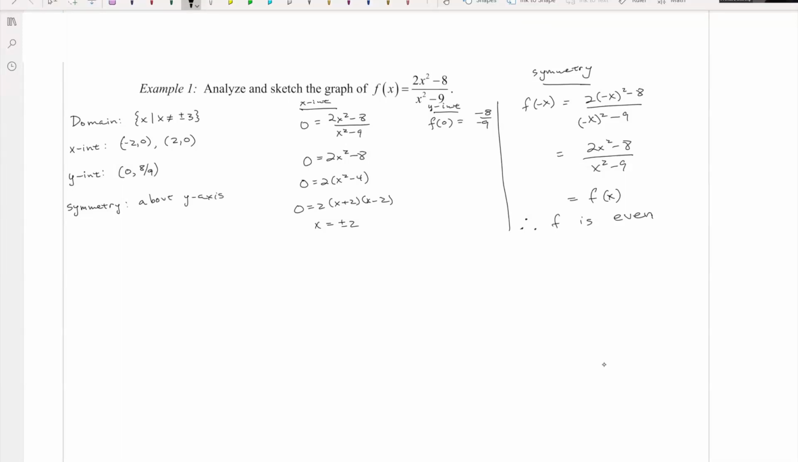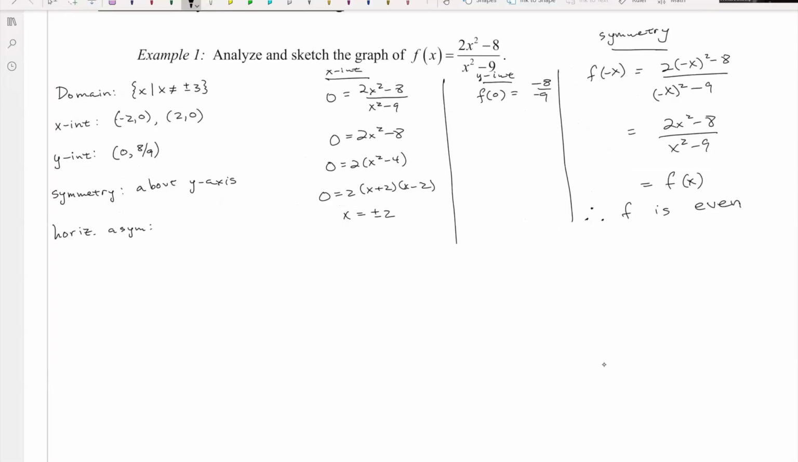All right, can we find a horizontal asymptote? The way we find horizontal asymptotes is we take the limit as x gets huge, right? Horizontal asymptote has to do with end behavior, and we want to know if the function is eventually approaching a certain number. So this is for horizontal asymptote here, we take the limit as x approaches infinity or negative infinity of 2x squared minus 8 over x squared minus 9.